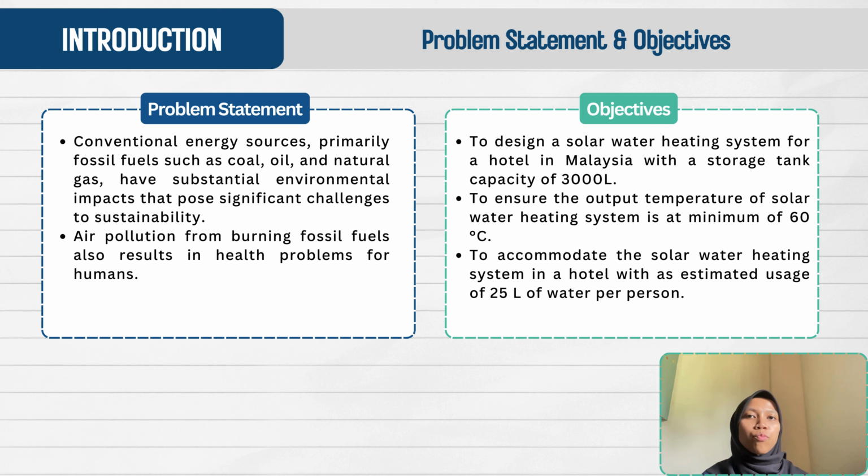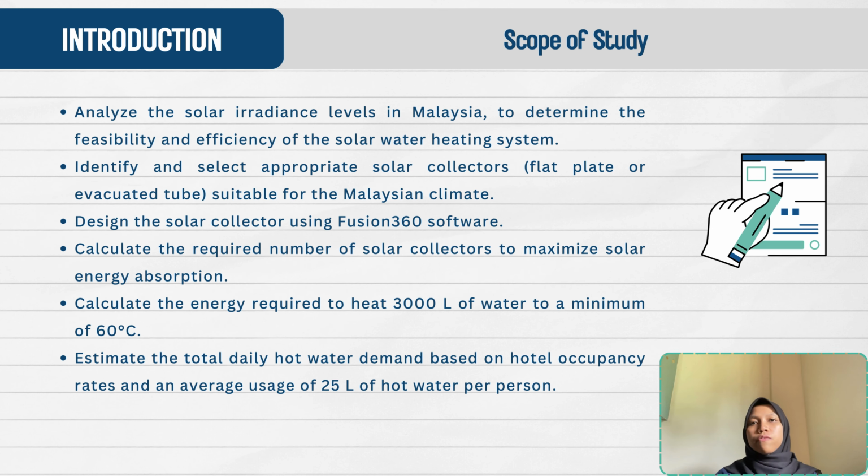Second is to ensure the output temperature of the solar water heating system is a minimum of 60 degrees Celsius. And lastly is to accommodate the solar water heating system in a hotel with an estimated usage of 25 litres of water per person.